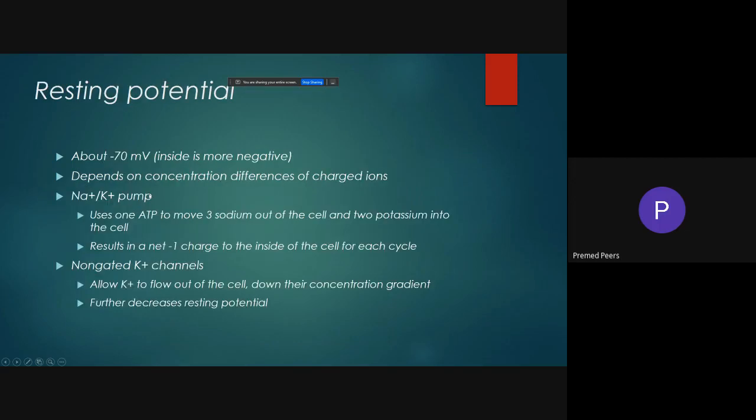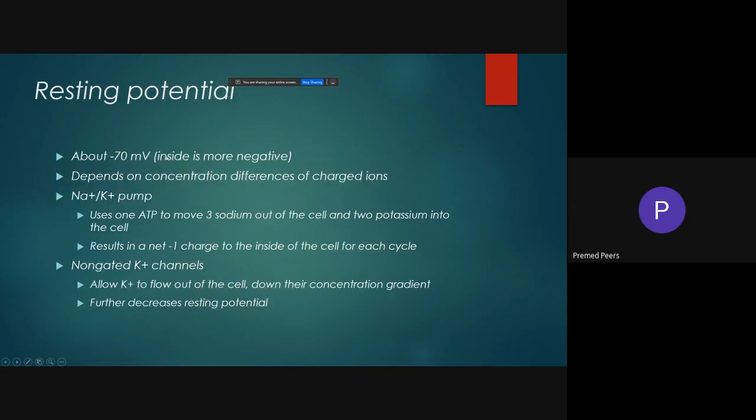Resting potential. So this is kind of our starting point for going into action potentials and the electrical transmission of signals in neurons. Number to memorize: resting potential is negative 70 millivolts, and it's negative. The inside of the cell is our reference point. So negative 70 millivolts means that the inside of the cell is more negative than the outside.